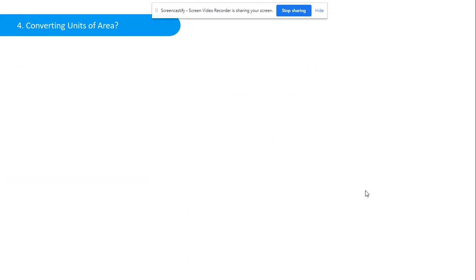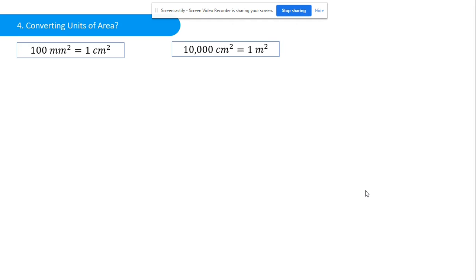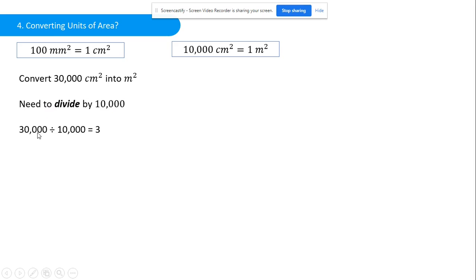The last thing we're going to look at is how to convert the units of area. So we looked at before that 100 millimeters squared was 1 centimeter squared, and 10,000 centimeters squared was 1 meter squared. So now let's try to convert 30 centimeters squared into meters squared. Now we know that 10,000 centimeters makes 1 meter. So to find out how many 30,000 makes, I need to divide that by 10,000. 30,000 divided by 10,000 is 3.